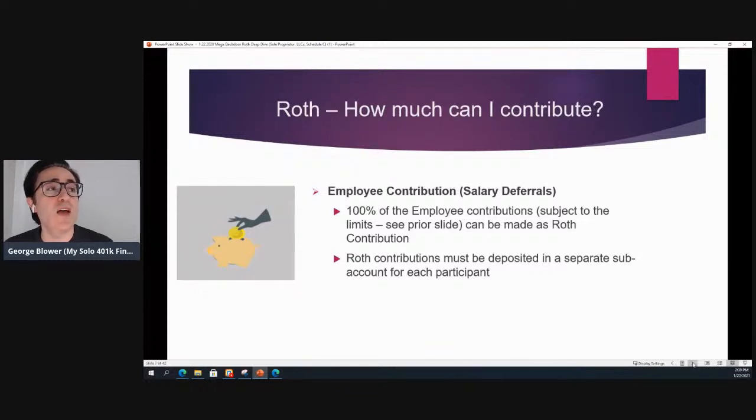You could also make that employee contribution, that salary deferral, as a Roth contribution. Again, it's the same limit, 100% of your self-employment income up to $19,500 or an additional $6,500 if you're 50 or older. You could do a mixture. You could do some pre-tax, you could do some Roth. If you're going to make a Roth employee contribution, it needs to go into a Roth sub-account. So it needs to go into a separate bucket.